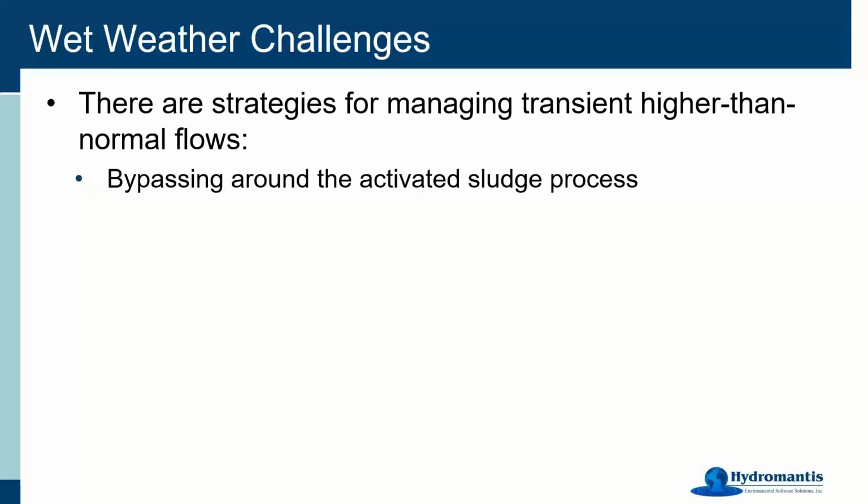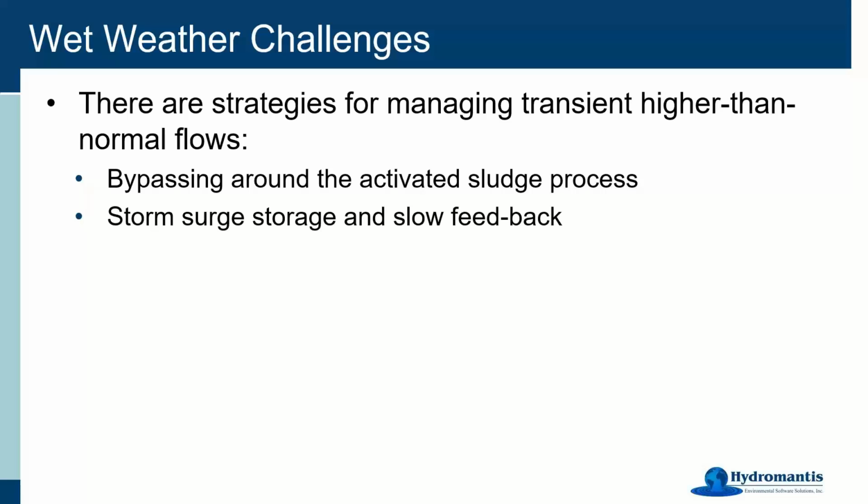So one option, as we mentioned, is to bypass around the activated sludge process. So this is obviously taking the flow, or at least some of that flow, and in the example I'm going to show you, after it's been through the primary clarifiers, pushing it around to the effluent. The idea there is we can at least take some of that flow. We will protect our biomass by not washing them out that way.